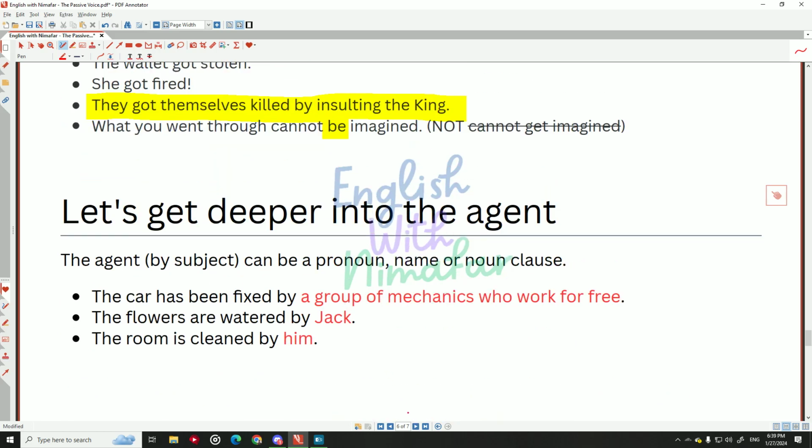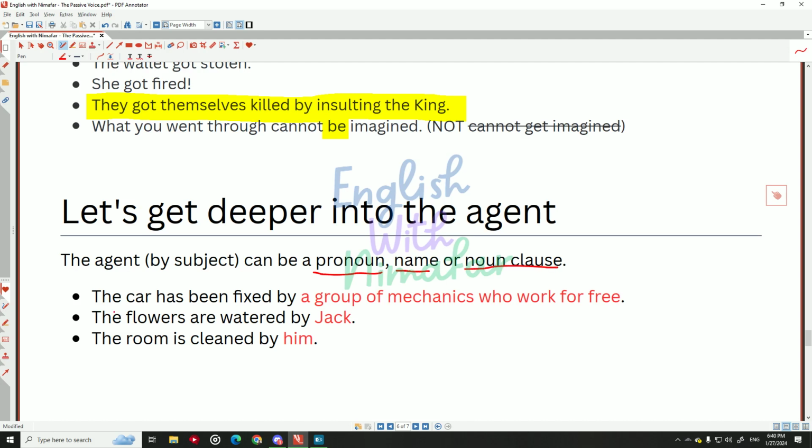So let's get deeper into the agent. The agent is the indirect object, or we say "by" plus subject: by Jack, by him, by David. We call him the agent. So it can be a pronoun, a name, or a noun clause.